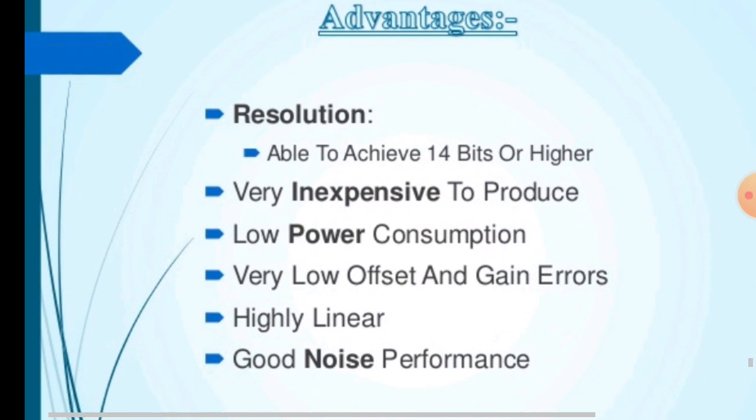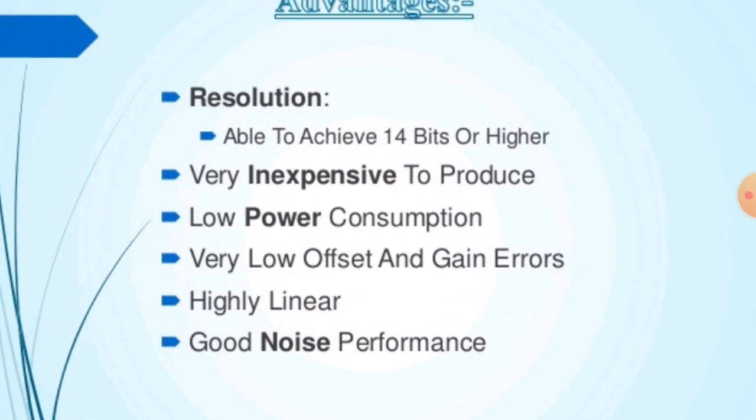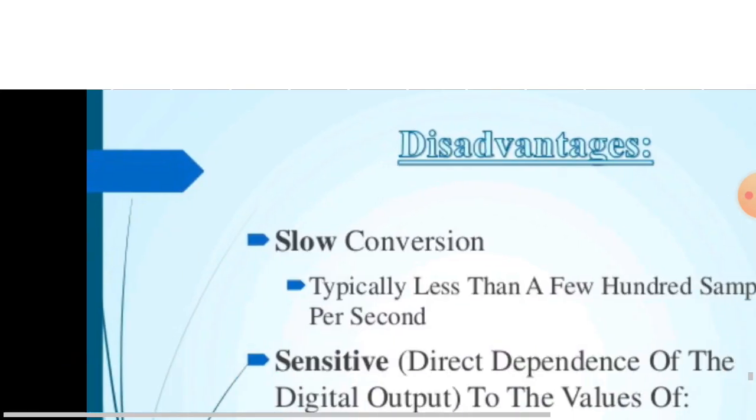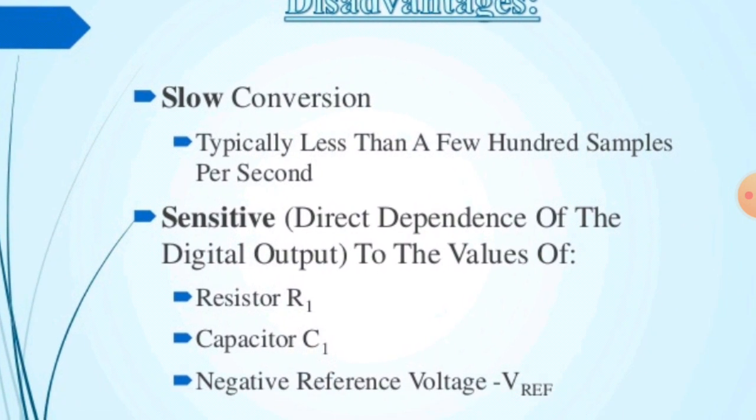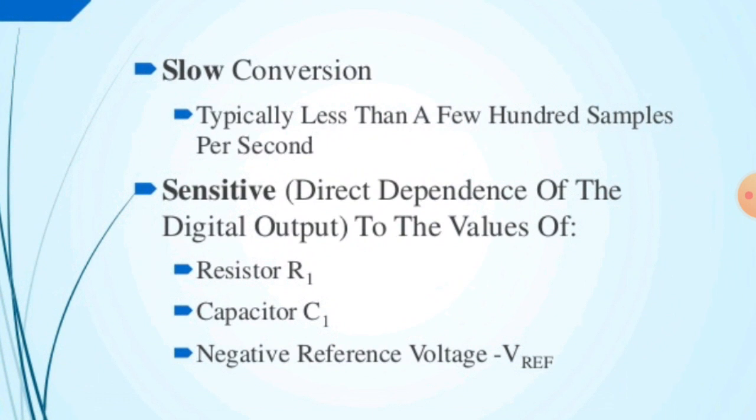So here the advantages of dual slope ADC: resolution able to achieve 14 bits or higher, very inexpensive to produce, low power consumption, very low offset and gain errors, highly linear, good noise performance. The disadvantages of dual slope ADCs are slow conversion, typically less than a few hundred samples per second, and sensitivity, with direct dependence of the digital output on the values of resistor R1, capacitor C1, and negative reference voltage V reference.